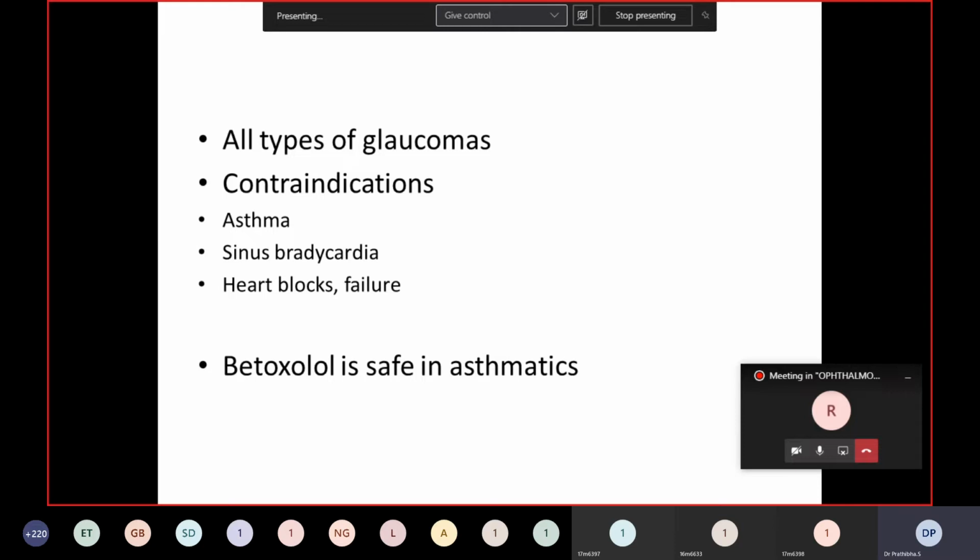If we have this history, timolol is avoided, it is contraindicated, and we prescribe betaxolol, which is a selective beta blocker. So betaxolol is safe in asthmatics. We can use betaxolol instead of timolol.